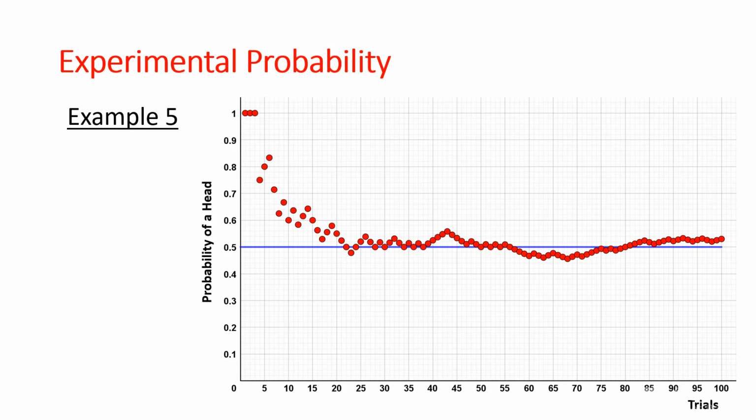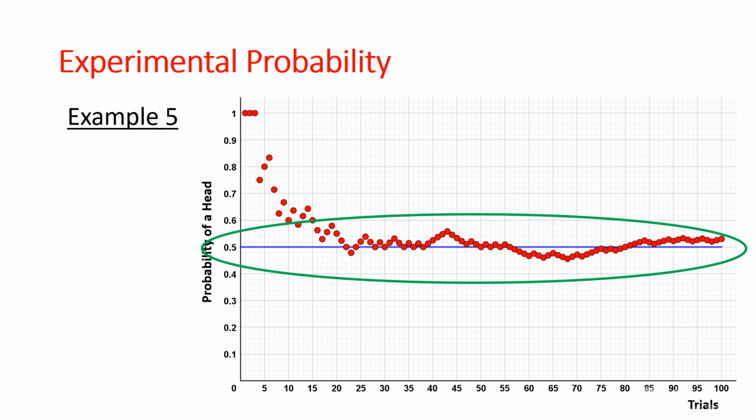Right, finally here is a graph that represents the probability of getting a head after I flipped a coin 100 times. So on the x-axis I have the trials, and that goes all the way up to 100 trials. So I flip the coin 100 times. On the y-axis I have the probability of getting a head, on a probability scale of 0 to 1, which is 0% up to 100%. This blue line down the middle represents the theory, what should happen: 50% of the time I should get a head.